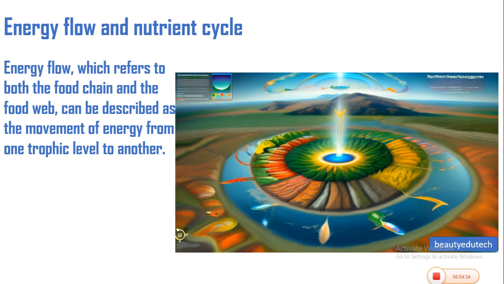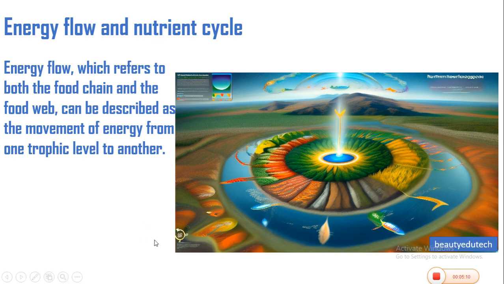Energy flow can also be referred to as the food chain and the food web. It is the movement of energy from one trophic level to another. Movement of energy from the sun down to the plants, down to humans and animals, then from humans and animals back to plants. That's the connection between the energy flow and the nutrient cycle.